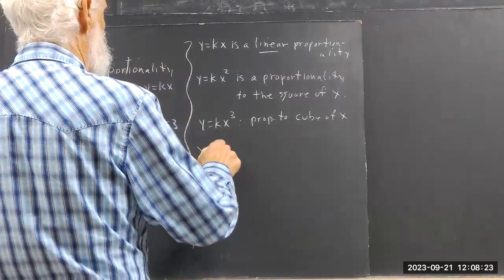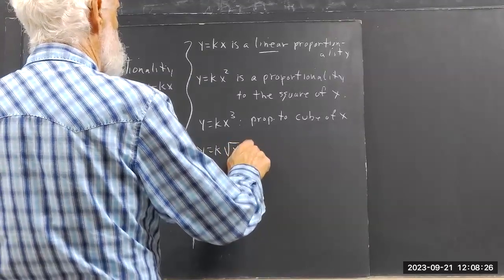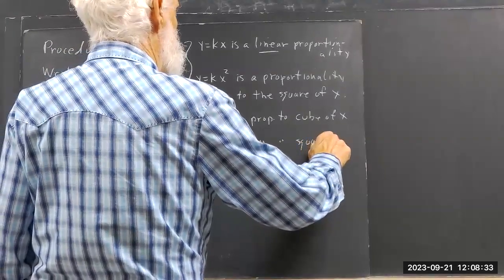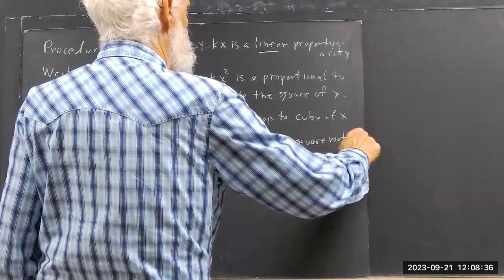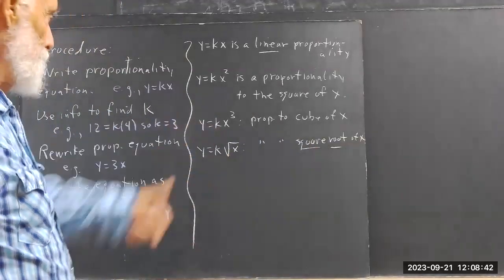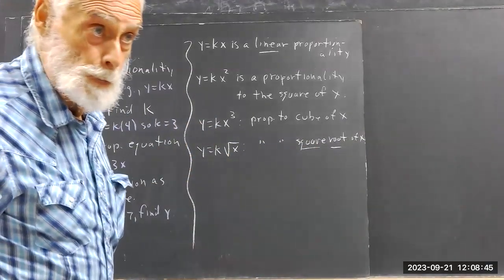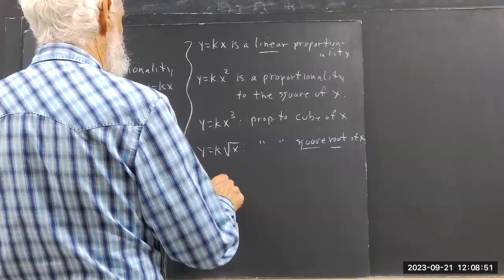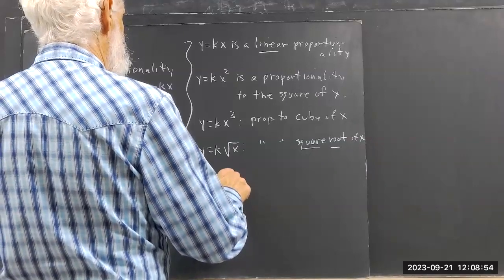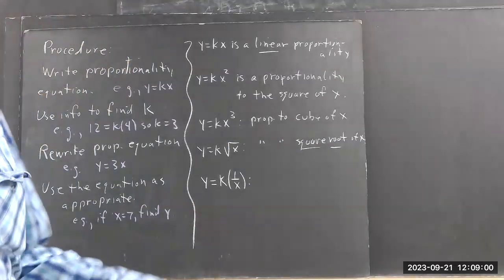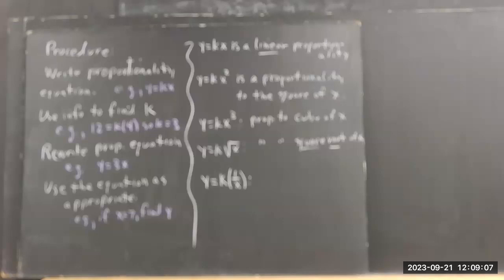Y equals k times the square root of x. Proportionality to the square root of x, right? That's a little hard to read. Okay. Now there's another kind of proportionality. Based on what you've seen in pre-calculus, you would probably call that a proportionality to the reciprocal of x.